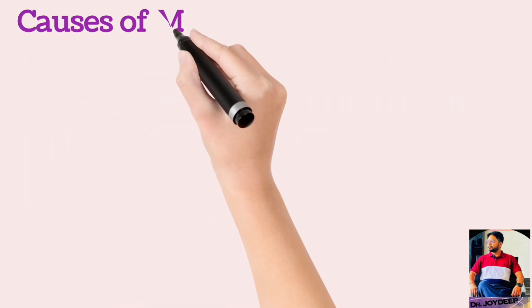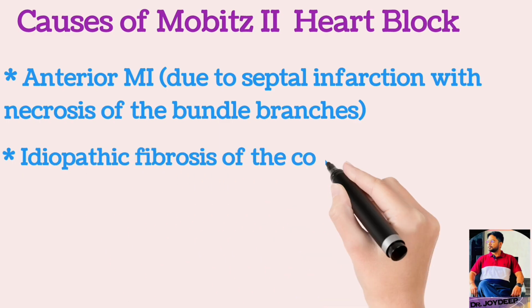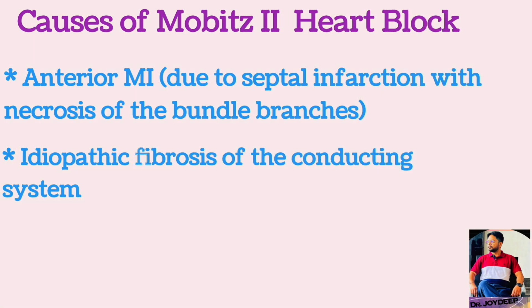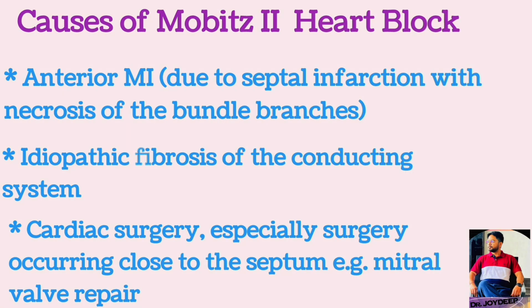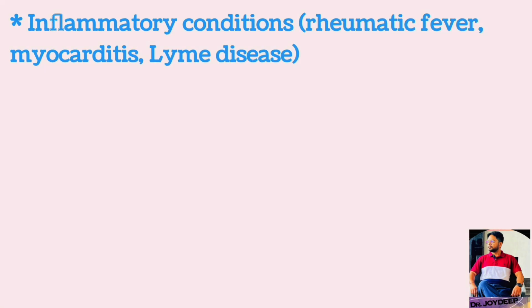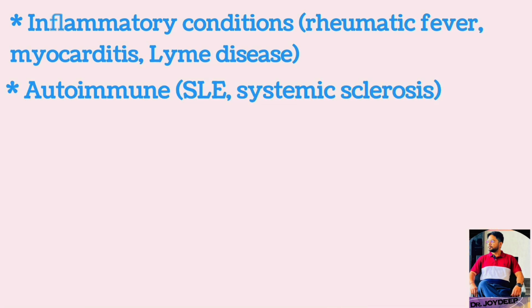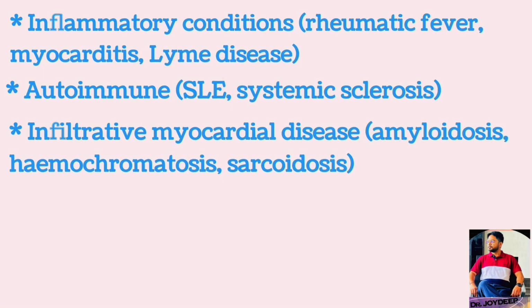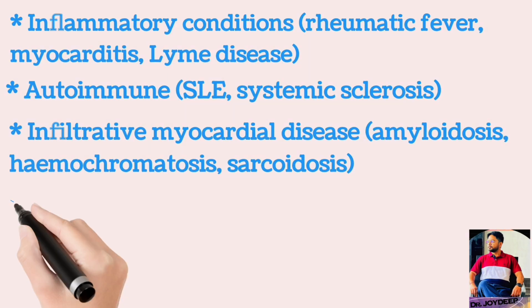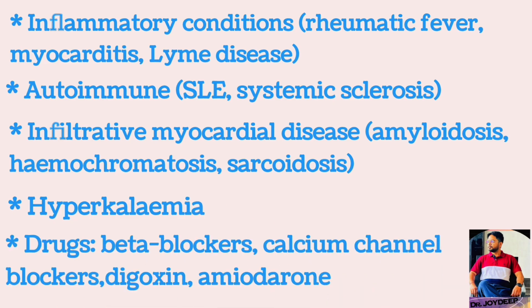Causes of Mobitz type 2 block are necrosis of the bundle branches due to septal infarction, idiopathic fibrosis of the conducting system, cardiac surgery, especially surgery occurring close to the septum like mitral valve repair, inflammatory conditions like rheumatic fever, myocarditis, Lyme disease, autoimmune diseases like SLE, systemic sclerosis, infiltrative myocardial disease like amyloidosis, hemochromatosis, sarcoidosis, hyperkalemia, and drugs like amiodarone, beta blockers, calcium channel blockers, and digoxin.